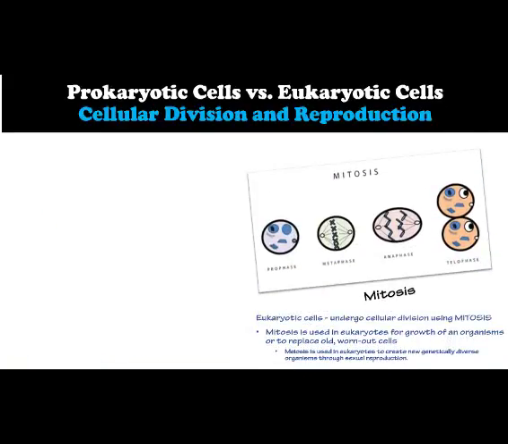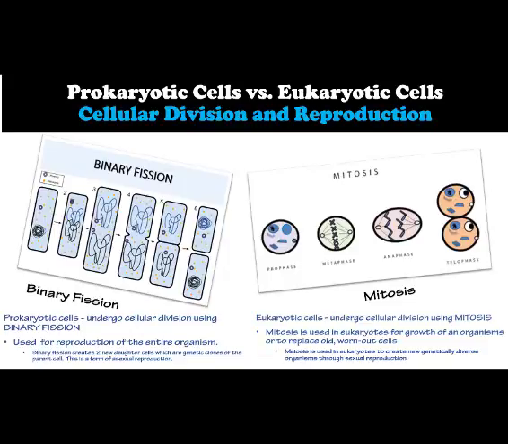Eukaryotic cells undergo cellular division using a process called mitosis. Mitosis is used in eukaryotes for growth of an organism or to replace old, worn-out cells. Meiosis is used in eukaryotes to create new, genetically diverse organisms through the process of sexual reproduction.